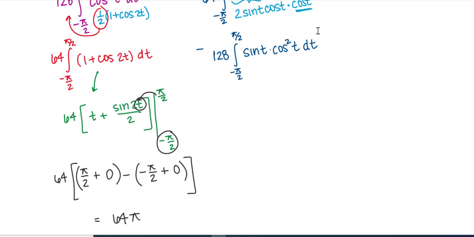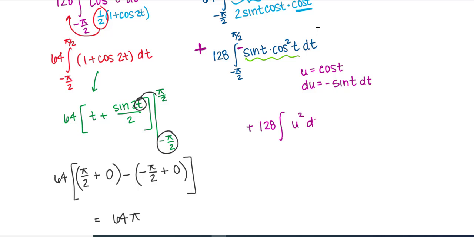Well, this integral, sine t cosine squared t, is just traditional u substitution. Can you see it? So if u is cosine of t, du is negative sine t dt. So if I throw that negative in, I can throw the negative out, which means I'm going to be adding this area, no longer subtracting it. And now what I actually have is plus 128. I'll put my bounds in a second, and I have u squared du. Okay, that wasn't too bad because I can integrate u squared all day long.